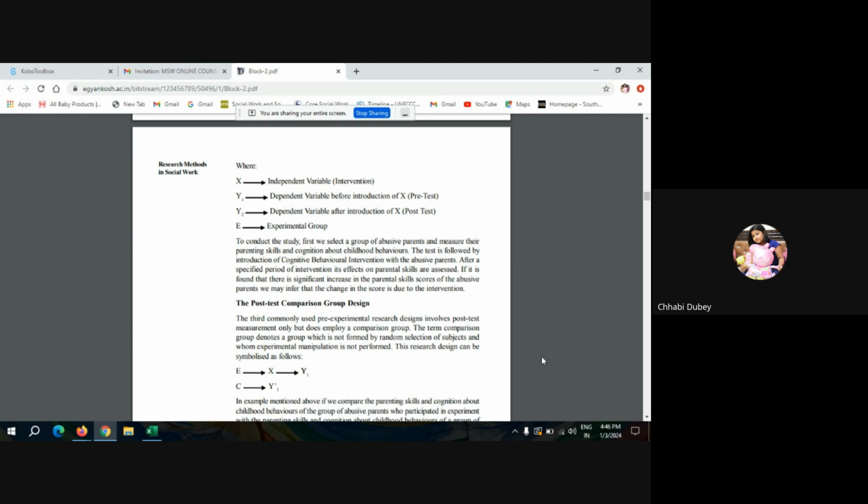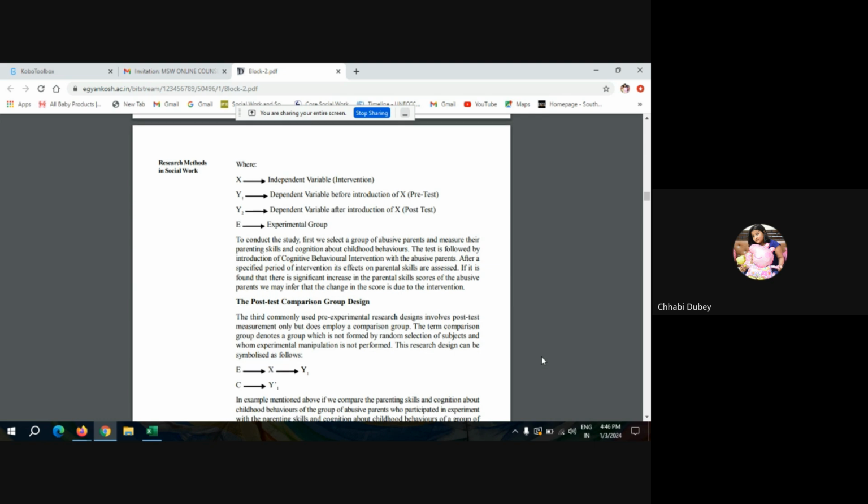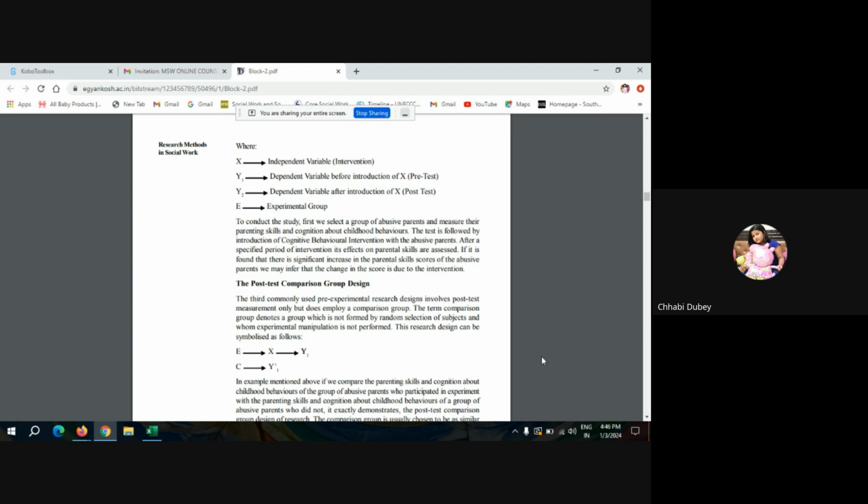Okay, so here there will be a difference from the above design. In the earlier design, the groups that we were assigning were randomly assigned. We have seen that both the experimental group and the control group were randomly assigned. But here the comparison group denotes a group which is not formed by random selection of subjects. So we are not going to randomly select the subjects. And this also means that on them any experimental manipulation is not performed. So this design is symbolized by this: E leads to X leads to Y1, C leads to Y1.